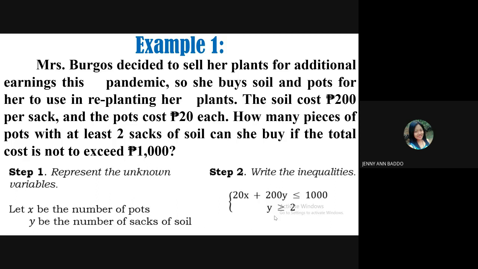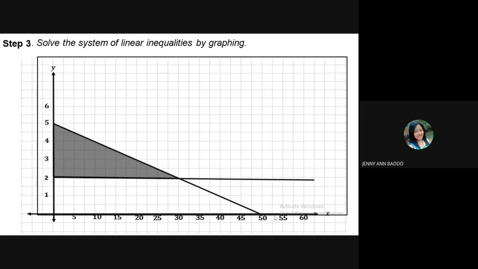Graphing those two linear inequalities, we have this one. This is y is greater than or equal to 2, and 20x plus 200y is less than or equal to 1,000 is on this graph. The shaded region here is this part, and for y is greater than or equal to 2, we have this part. So the double shaded region is on this part.